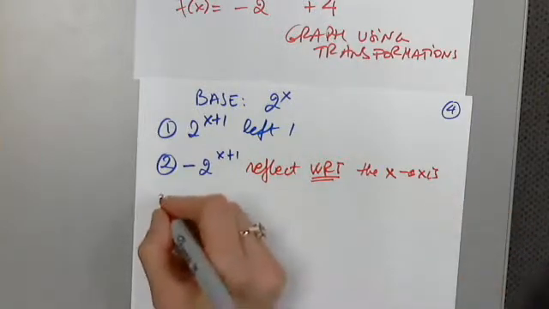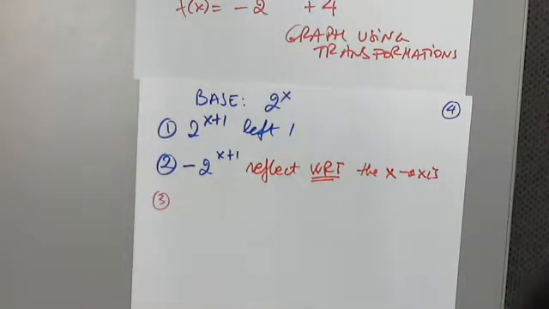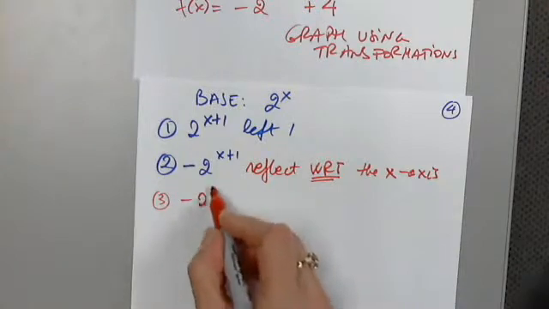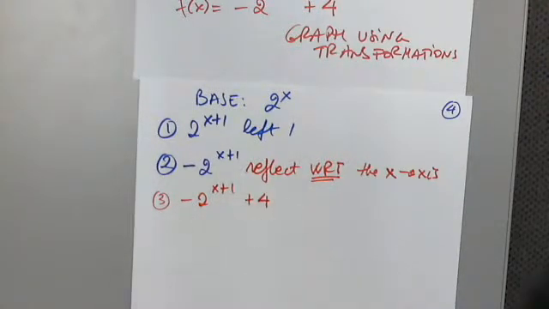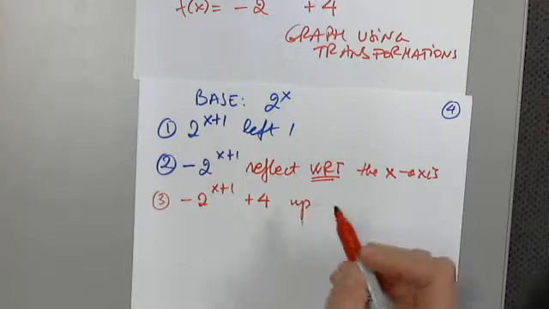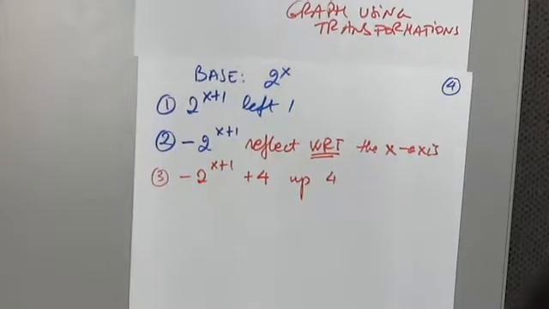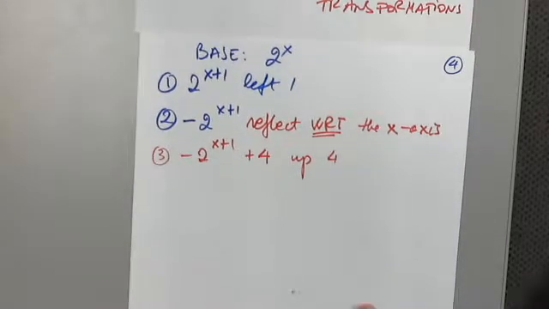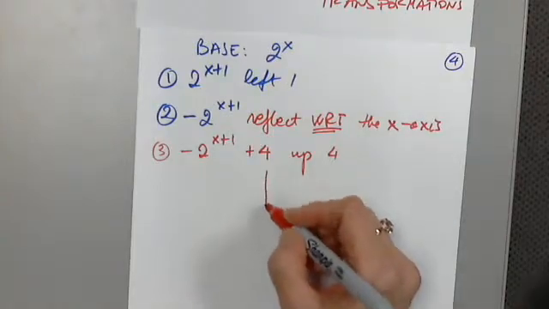Perfect. And number 3 is a transformation on number 2, which is negative 2 raised to x plus 1, plus 4. What does that do to number 2? Up 4. Very good. Up 4. Okay? Everyone? So let's graph.